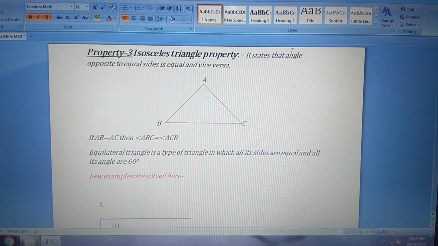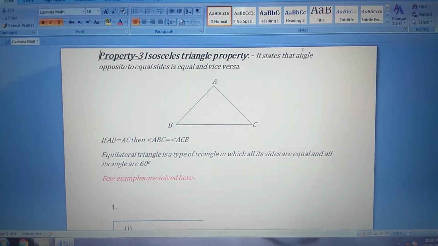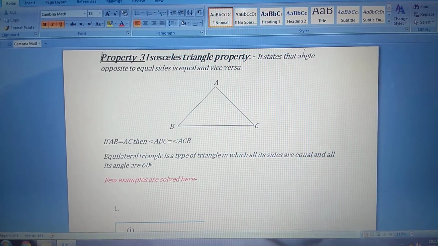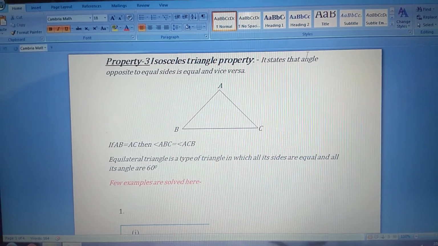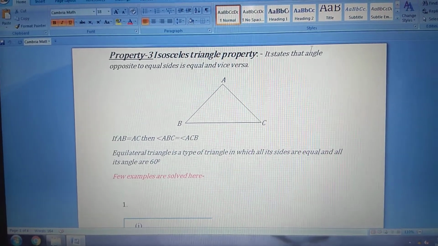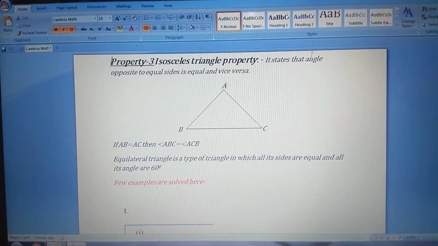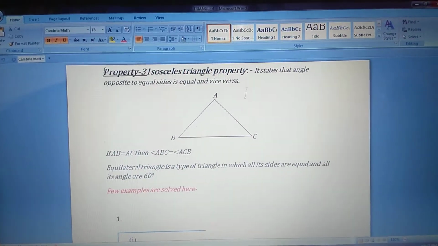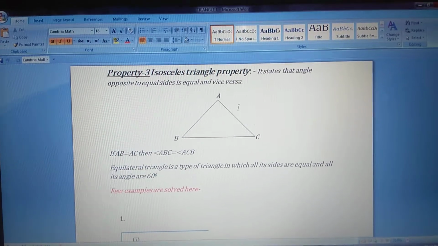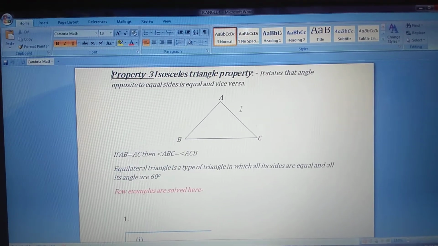Hello students. So we are back with the third property of this chapter. The name of this property is isosceles triangle property. We all know what is isosceles triangle. It is a triangle in which two sides are equal. So let's see what this property states.